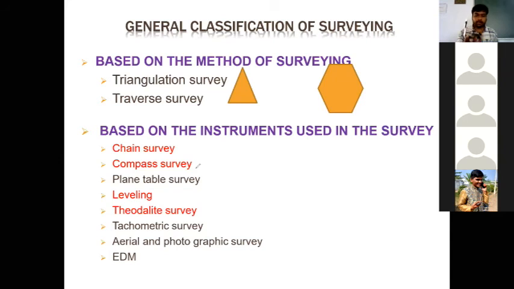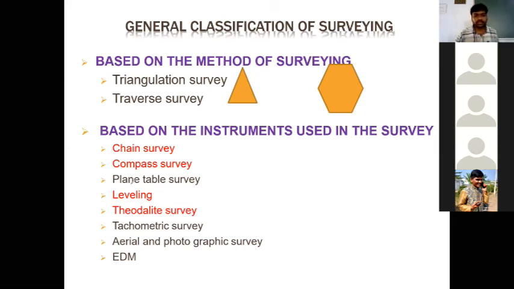This compass gives the direction, or you can say it gives the angle with reference to the local coordinate. With the help of this compass, we can easily locate the object in terms of direction.